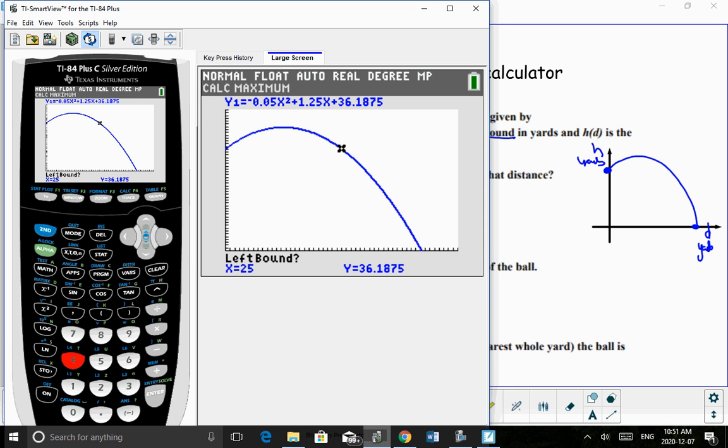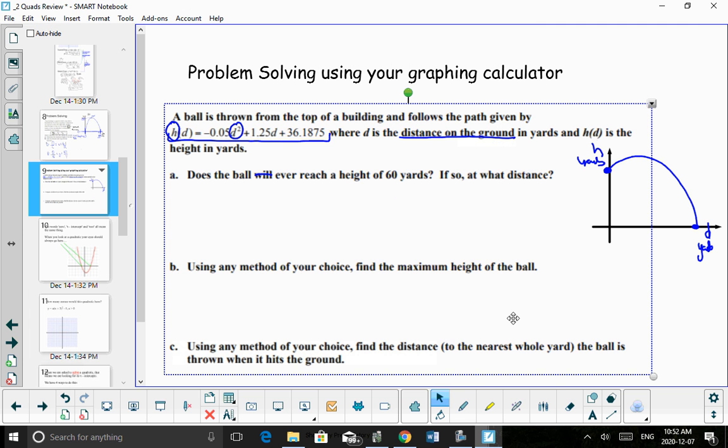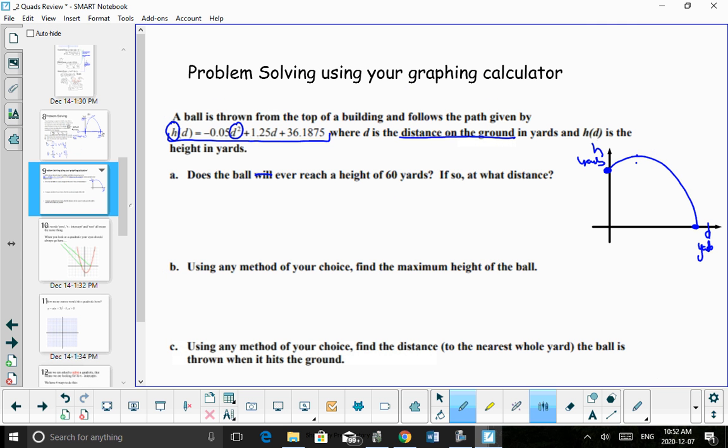Remember, I went from 0 to 50 on my x-axis. So for a number on the left, I'm going to go with 5, and for a number on the right, I'll go with 20. My peak is between those arrows. Hit enter to get past the guess. So I have 12.5 and 44. This is at 12.5 and this is at 44. Does it ever reach a height of 60 yards? Nope.